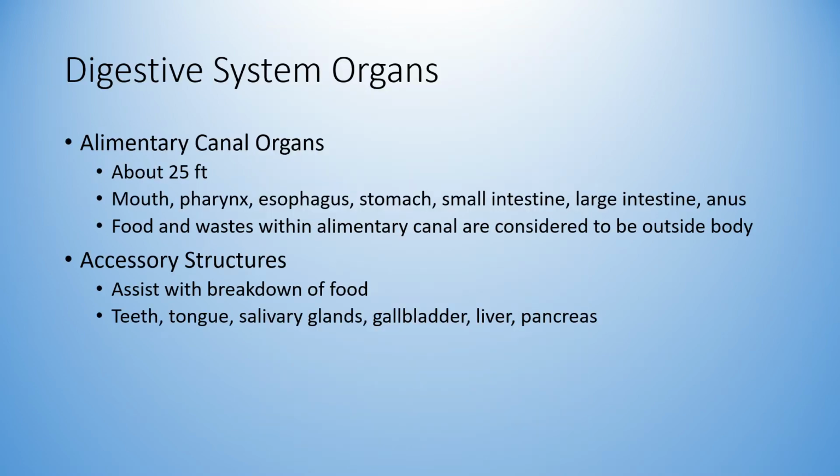So with the digestive system organs, oftentimes it's referred to as the alimentary canal. It's about 25 feet if you stretched it out in an adult. And in this canal, the digestive canal, is the mouth, the pharynx, esophagus, stomach, small intestines, large intestines, and then the anus.